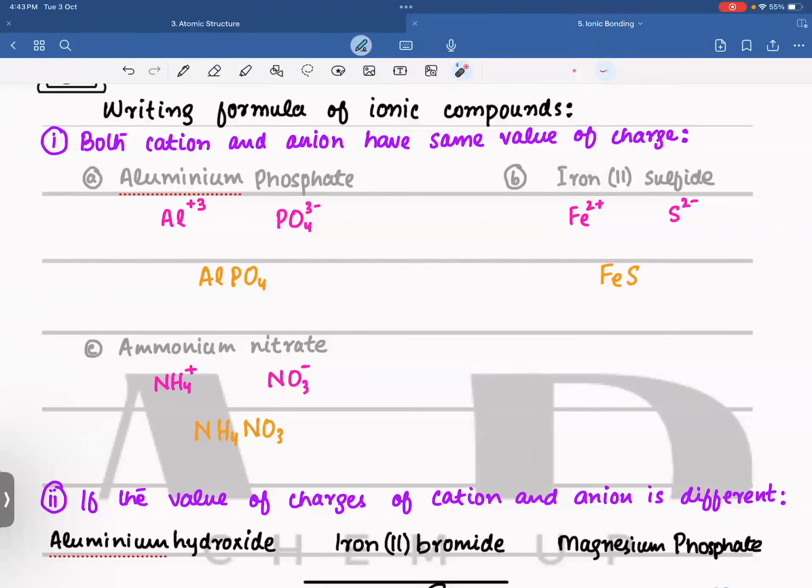Of the second rule, then write down the names of these three compounds, and then beneath them write the formulas of the ions as we have done over there separately.